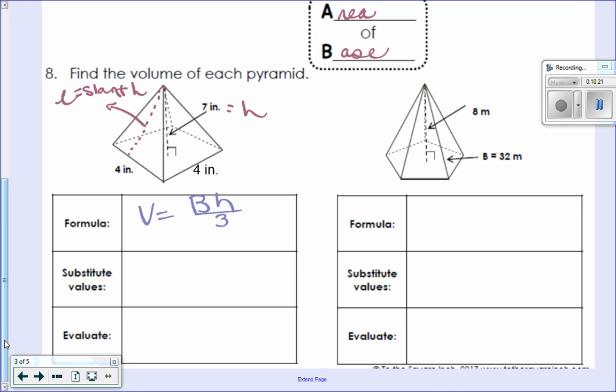All right, what is the shape of our base for big B? It's a square, right? So it's just side squared. What's our side length? 4 squared is what? 16. So we're going to substitute 16 in for B. And what is the height of our pyramid? 7. Good. And we're going to divide by 3. That doesn't simplify easily out. So if you put that in your calculator, 16 times 7 divided by 3, or you can do 1/3 times 16 times 7.